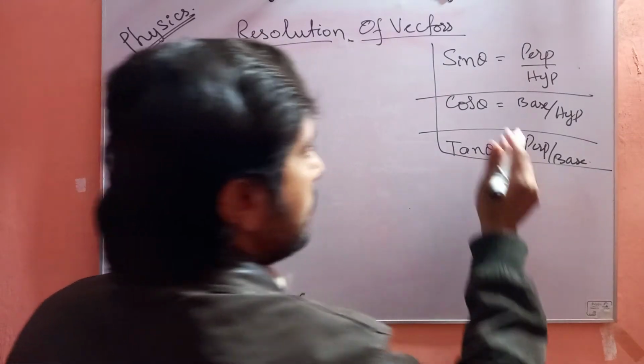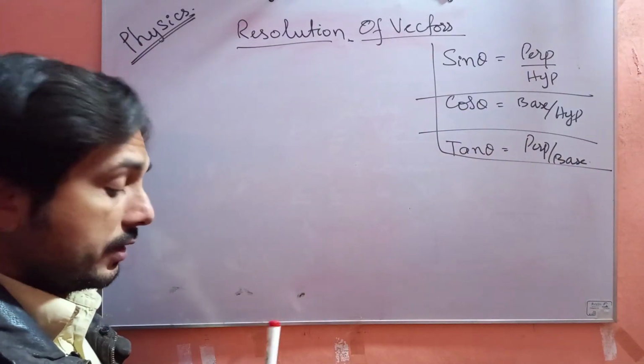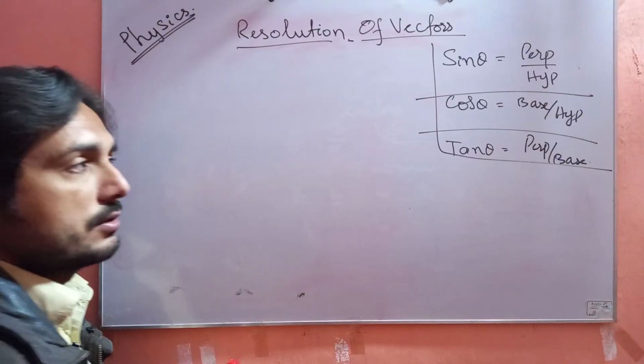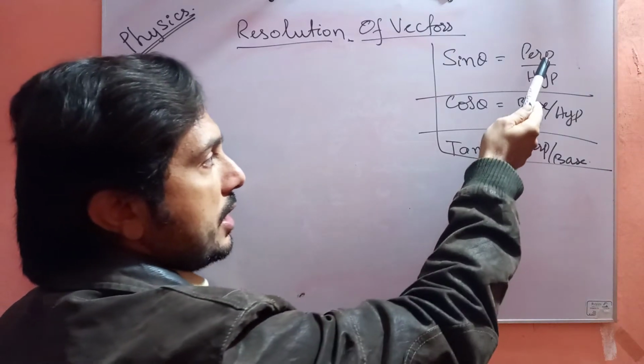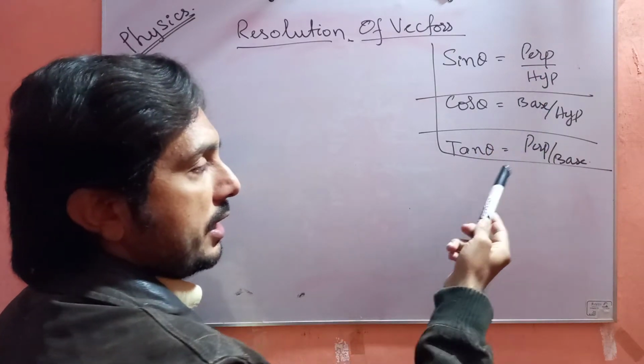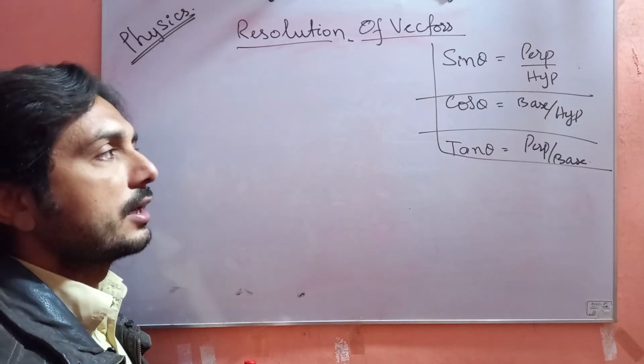Now you should memorize these three trigonometric ratios very clearly, and I have already discussed these perpendicular, hypotenuse, base, and all these in the lecture of trigonometry. You can just go into my channel and watch that video as well.